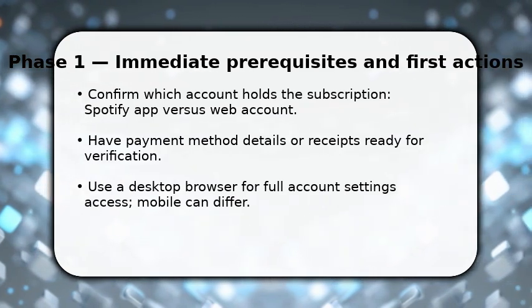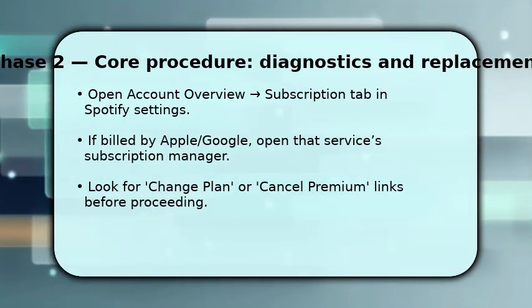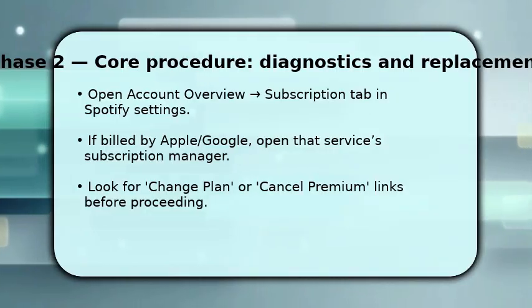Next, navigate to Account Overview and then to Subscription. This is where Spotify lists your plan and renewal date. You'll see buttons labeled Change Plan or Cancel Premium. Click Cancel when ready, because that triggers the end-of-cycle cancellation rather than an immediate refund.